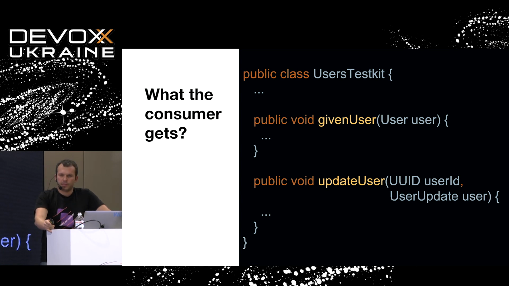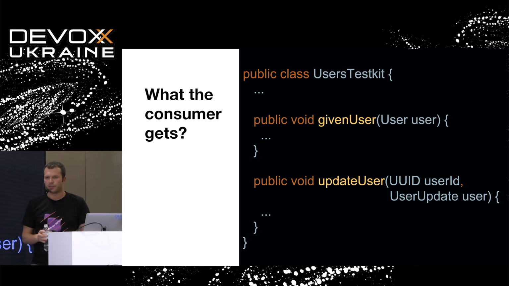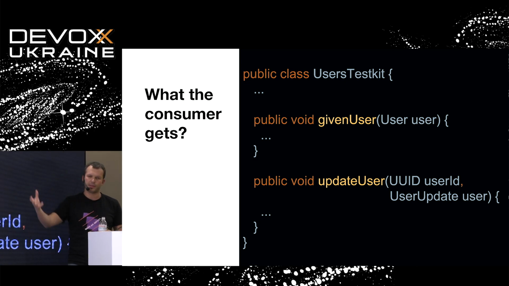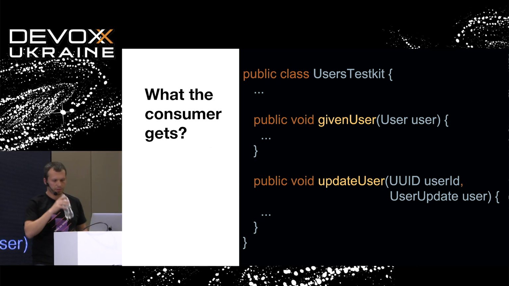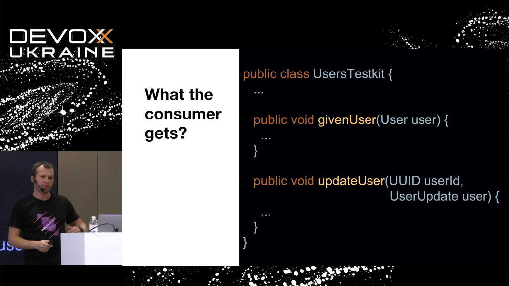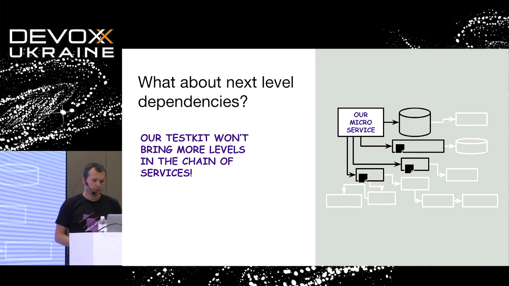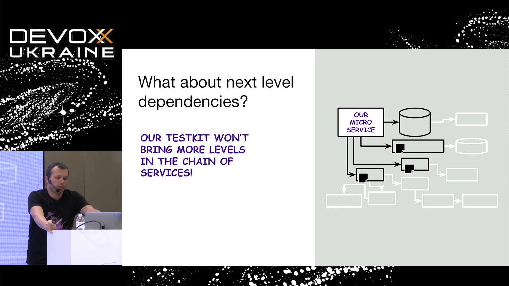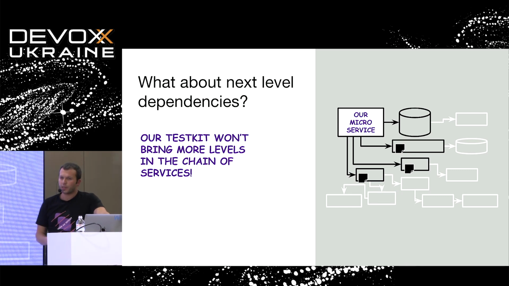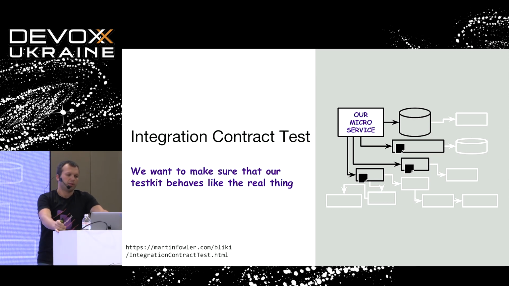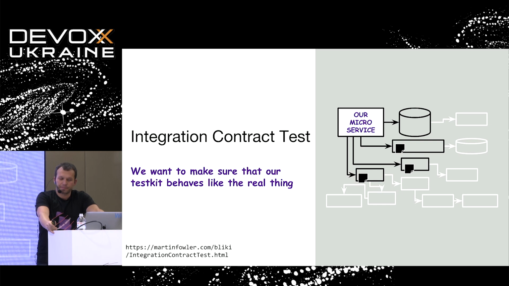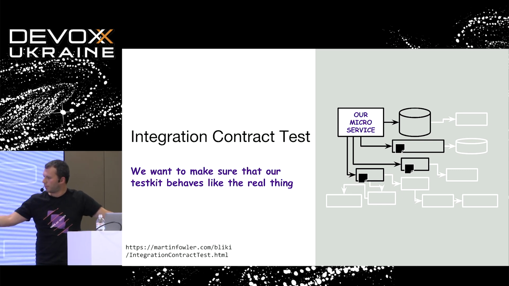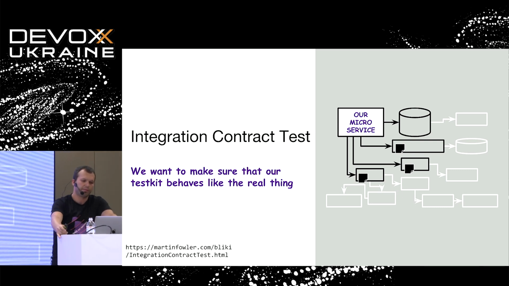So basically, this is how you do it. This is what you do. Now, an important thing is, what about the next level dependencies? I, as a service provider, have other dependencies, like we saw before, the database, and other services. And we don't want the other services that use us to have them. So we are not bringing them. We will cut these dependencies. And the way that we are going to do this is with a technique called integration contract test. There is another very recommended blog post by Martin Fowler about this.